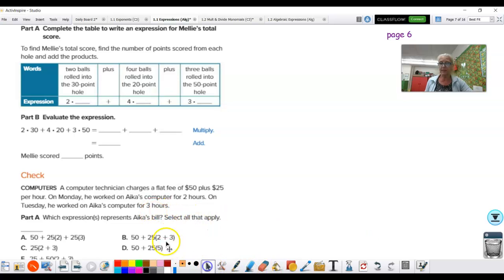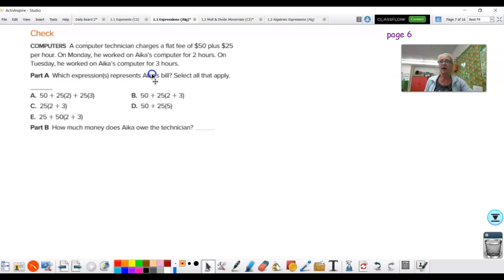Okay. Now let's look down here at the check. A computer technician charges a flat fee of $50 plus $25 per hour. So $50 for him to come out and $25 for every hour he works on the computer. On Monday, he worked on A's computer for 2 hours. On Tuesday, he worked on A's computer for 3 hours.